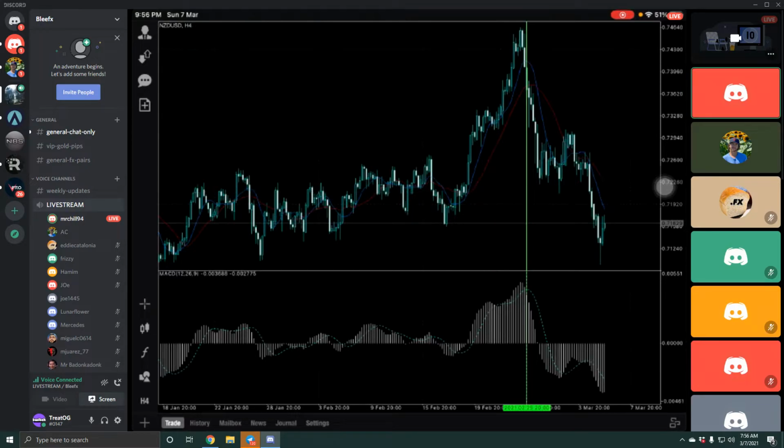Which is more than enough. But if you want even more confluence, you can scale down to an even lower time frame to look for the market structure break.